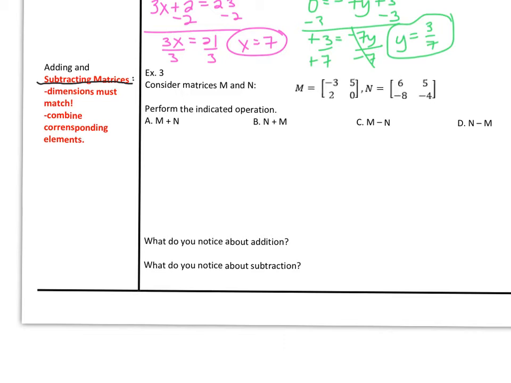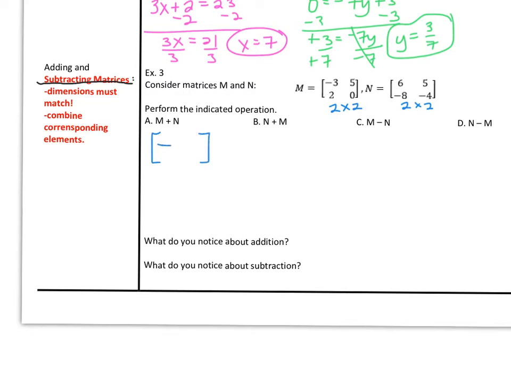Anytime you add and subtract matrices together, you have to have matching dimensions once again. And then we literally combine our corresponding elements by either that addition or that subtraction. If we're going to add M plus N, notice M is a 2 by 2 matrix, 2 rows and 2 columns, so is matrix N. So we know their dimensions are the same because they look like the same size and shape. To add M and N together, we're literally just going to add the corresponding elements.